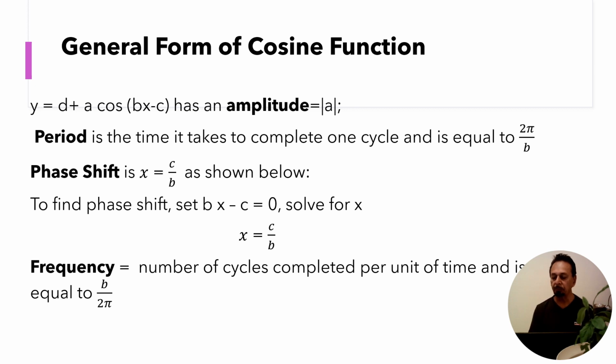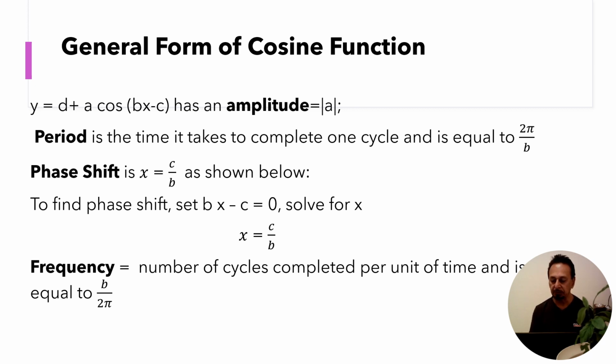So the general form of the cosine function is y equal to d plus a cosine of bx minus c. The amplitude is the absolute value of a, the number that is the coefficient of cosine. The period is the time it takes to complete one cycle and is equal to 2 pi over b. You have to remember this one. For sine and cosine, 2 pi over b is the period.